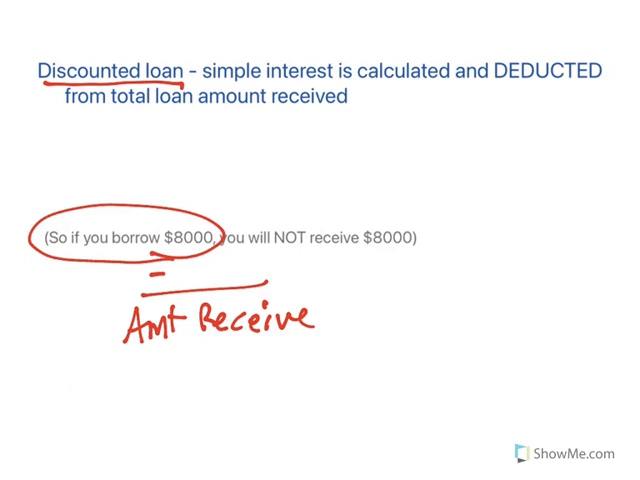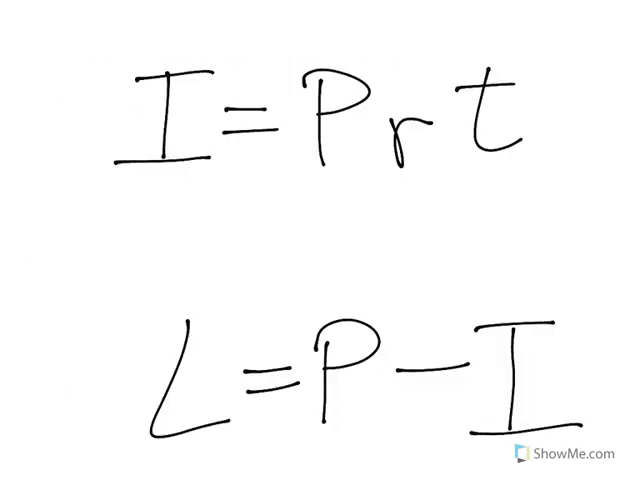So basically, instead of you paying interest as you go, you pay it up front. And maybe it's not bad, but then there's really no incentive to pay it off early because you've already paid the interest. So it's just a different type of loan. So let's look at this.